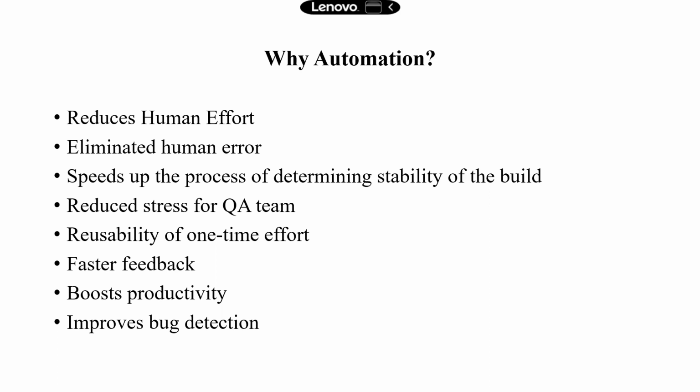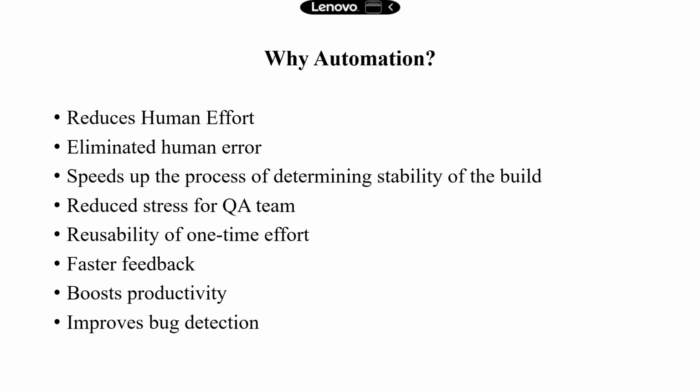So to eliminate that process, to eliminate the human error, we can go for automation. Automation is the best alternative for such scenarios where we want to eliminate the human error. Then there is the point that automation speeds up the process of determining the stability of the build.